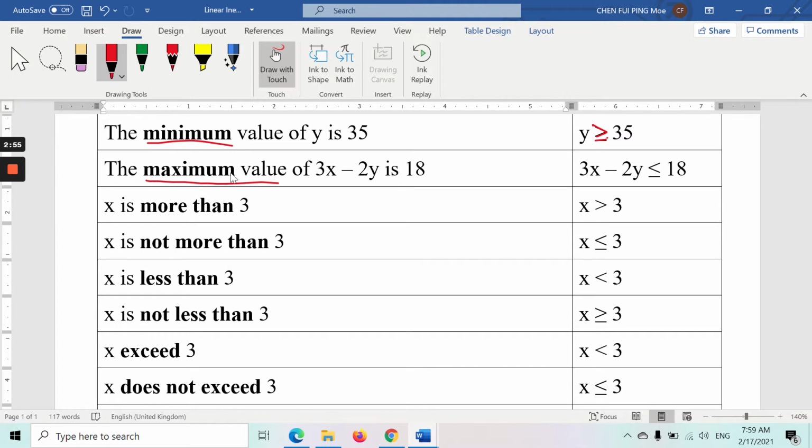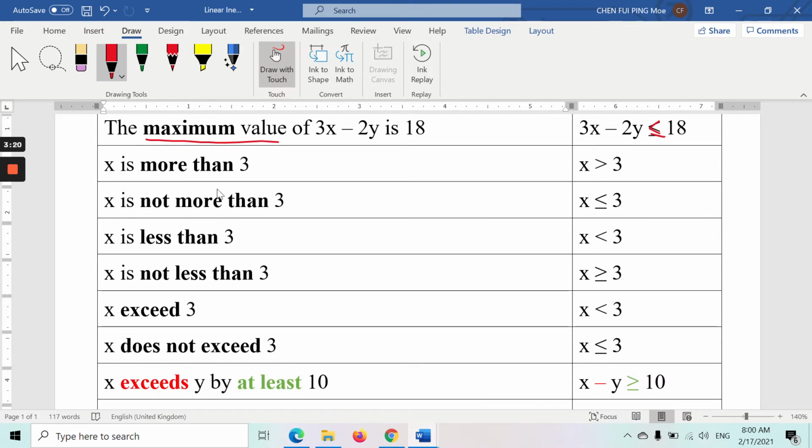And then next one, the maximum value of this is 18. So nilai paling tinggi. So 最大的号码只能够到18. So 你要用小过等于。Maximum value maksudnya nilai tertinggi ialah 18. So mesti kecil dan kurang. Tak boleh besar. So 3x minus 2y, just copy. Kecil kurang. So if you see maximum value, use less equal.